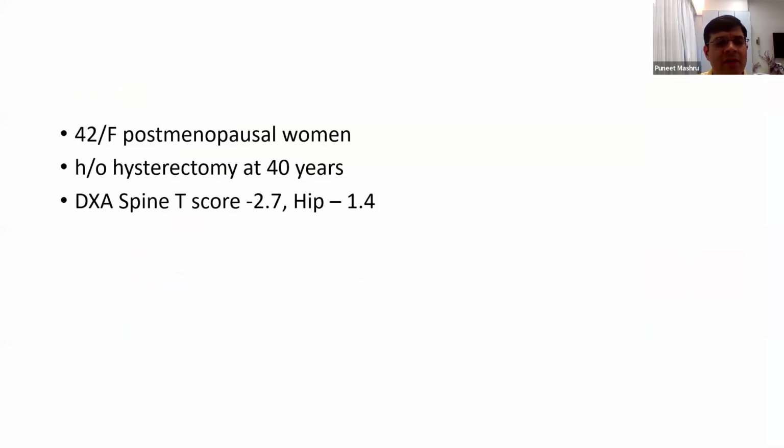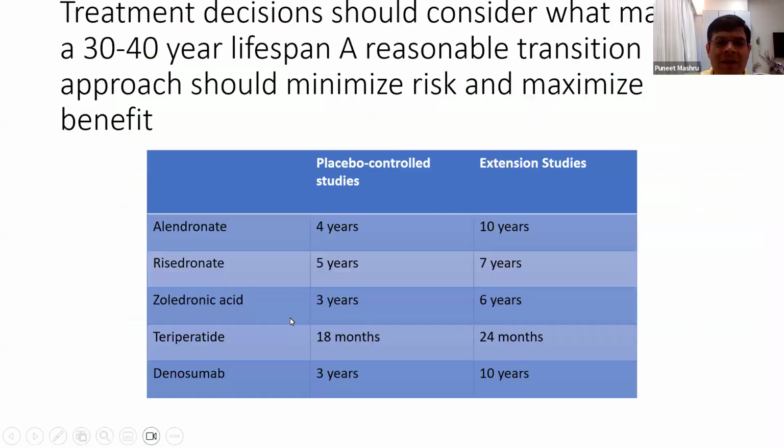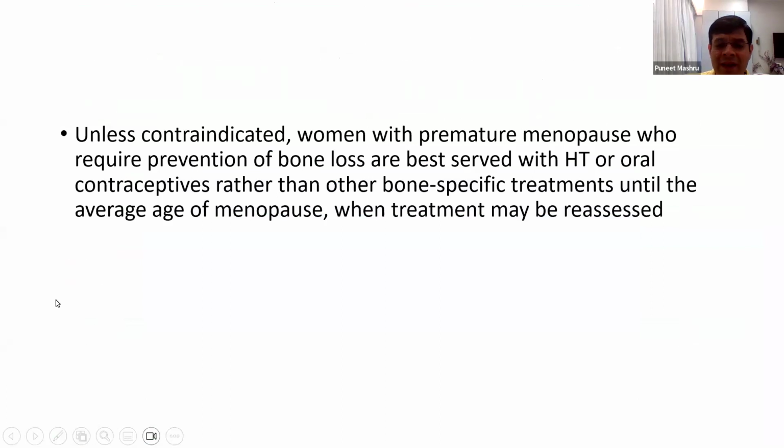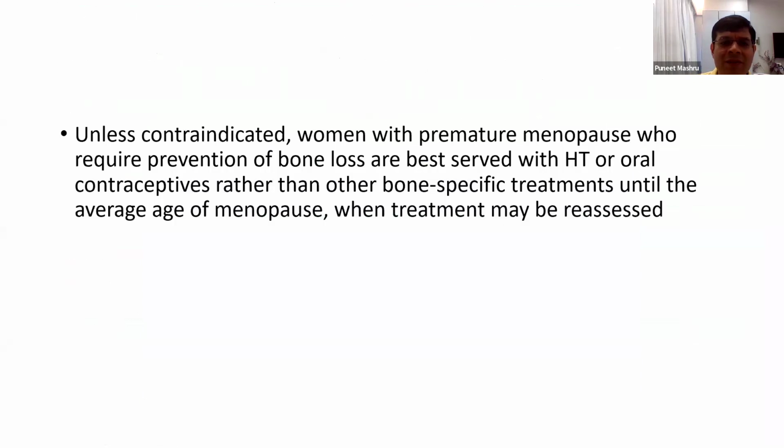Third, coming to the next case, a 42-year-old postmenopausal female. She had a hysterectomy at 40 years. She had osteoporosis. Spine is minus 2.7, hip is minus 1.4. And these are all the options that we have for treatment. But it is important to remember that there is a finite duration when we can use all our treatments. So we should use our agents when the fracture risk is high. And in this particular patient who had an early premature menopause, hormone therapy is a good option unless there is a specific contraindication.